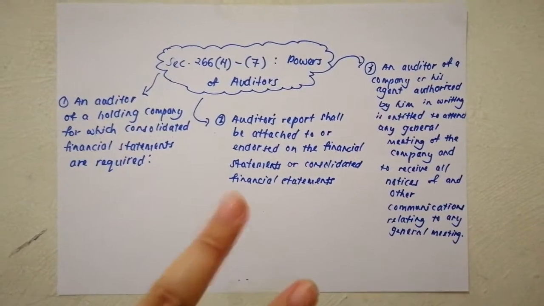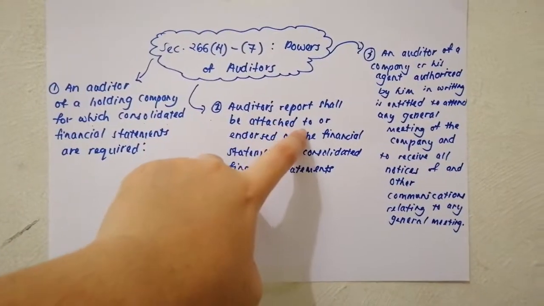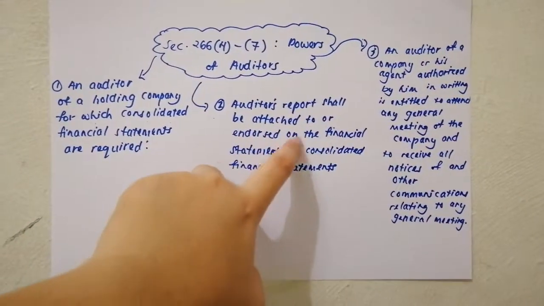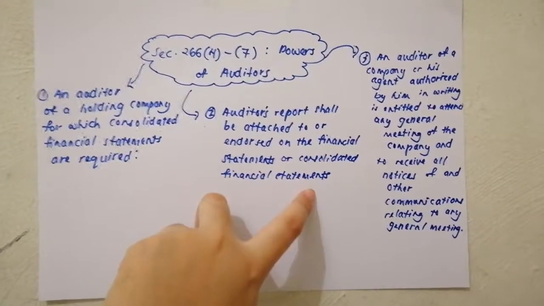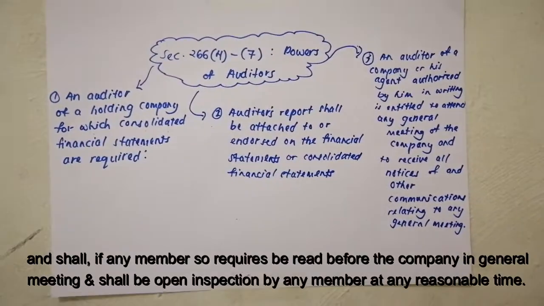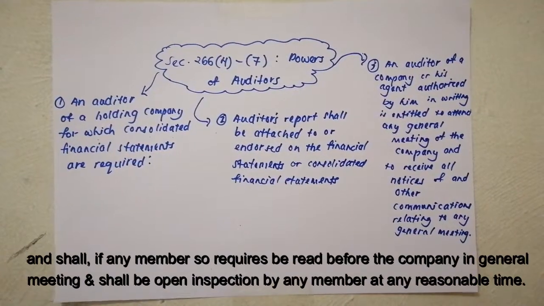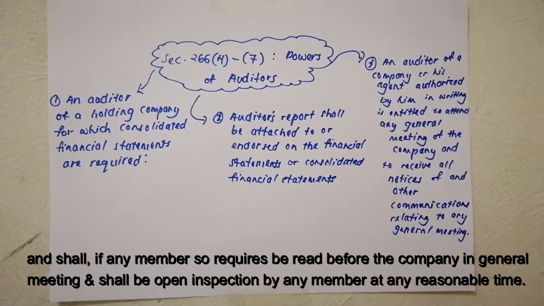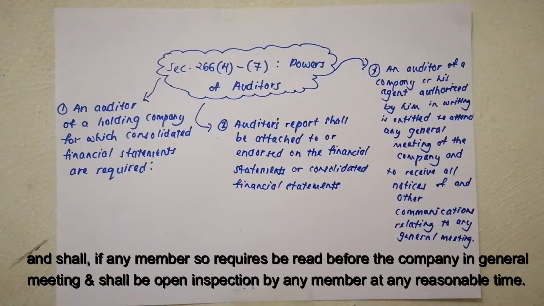statements. The second main point is that the auditor's report shall be attached to or endorsed on the financial statement or consolidated financial statements, and shall, if any member so requires, be read before the company in a general meeting, and shall be open for inspection by any member at a reasonable time.